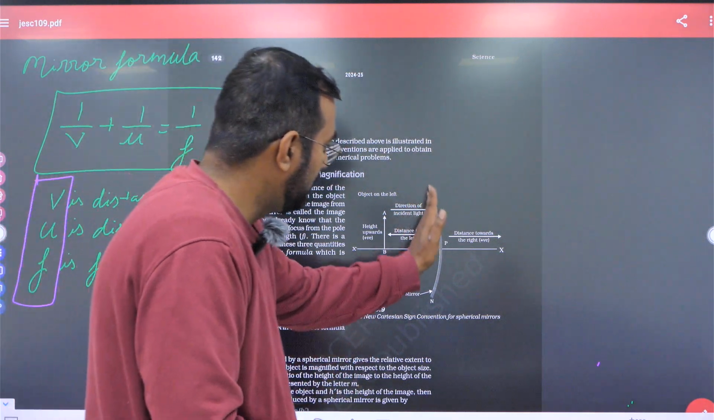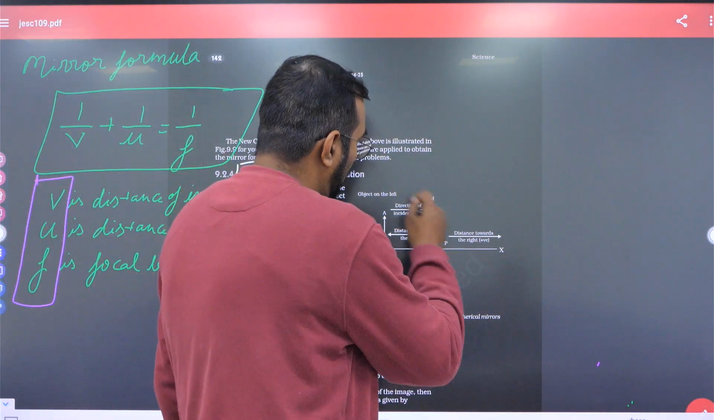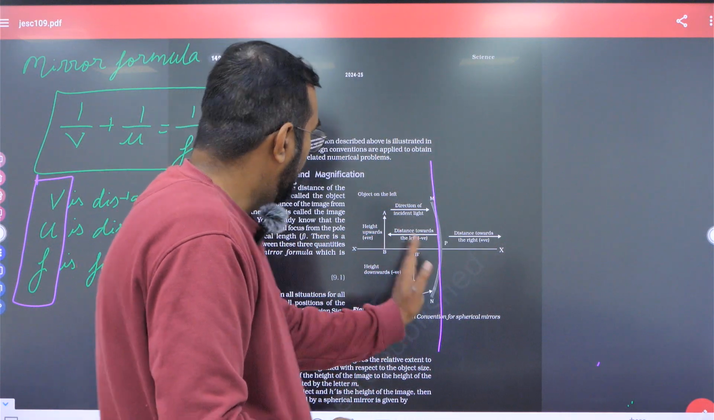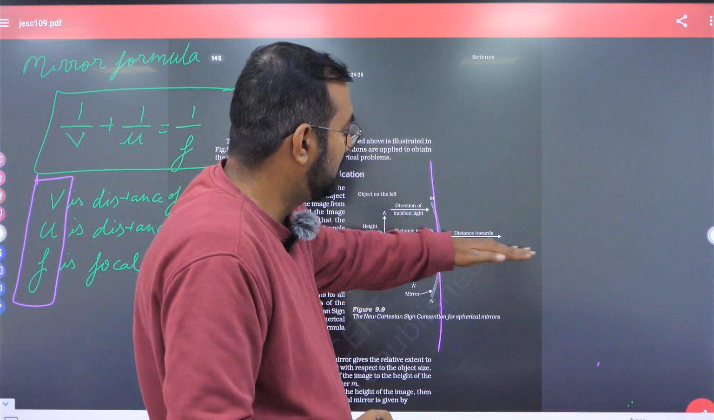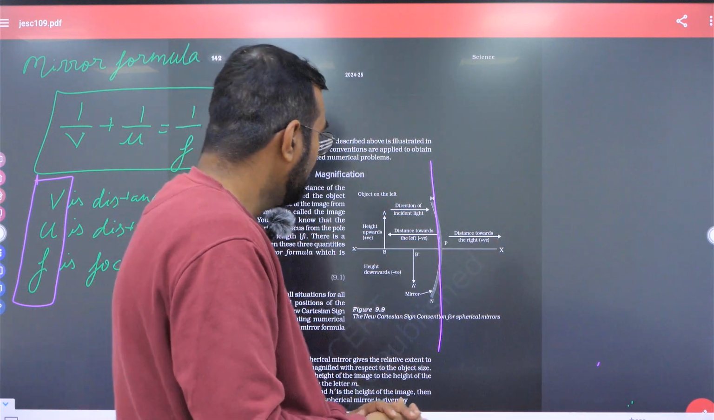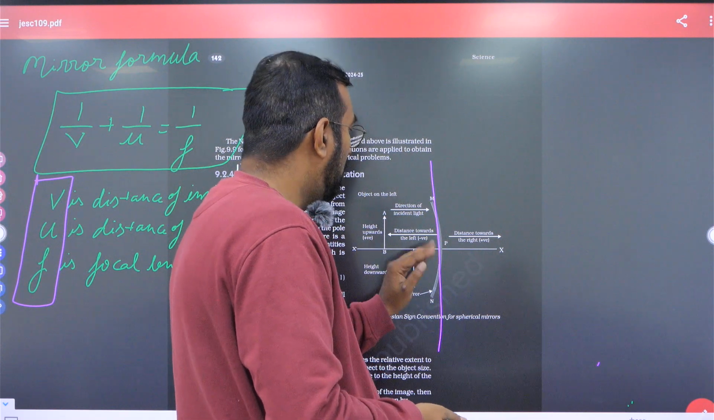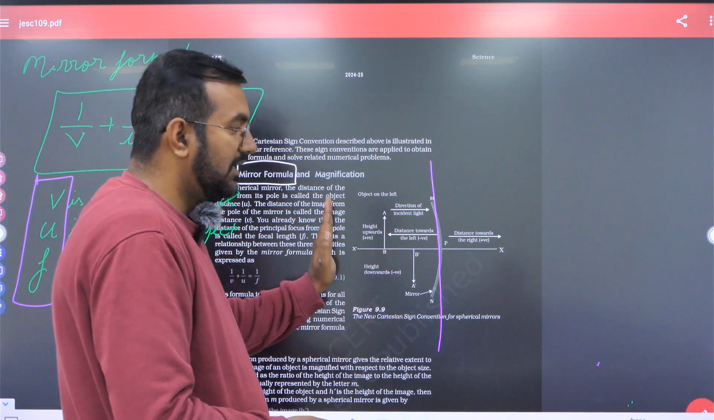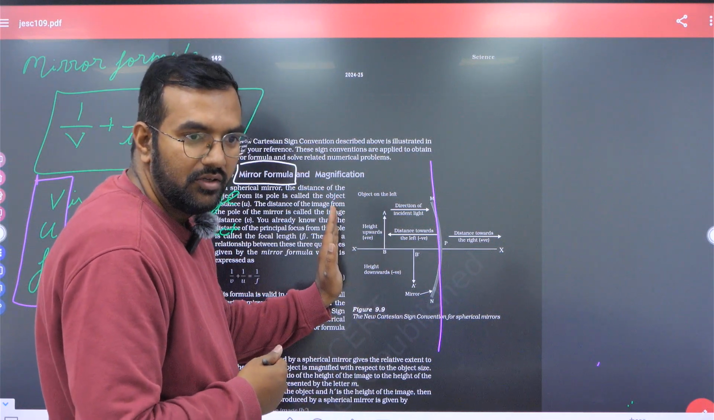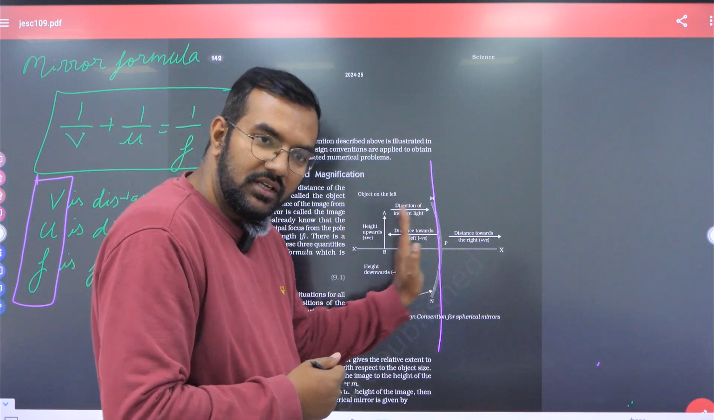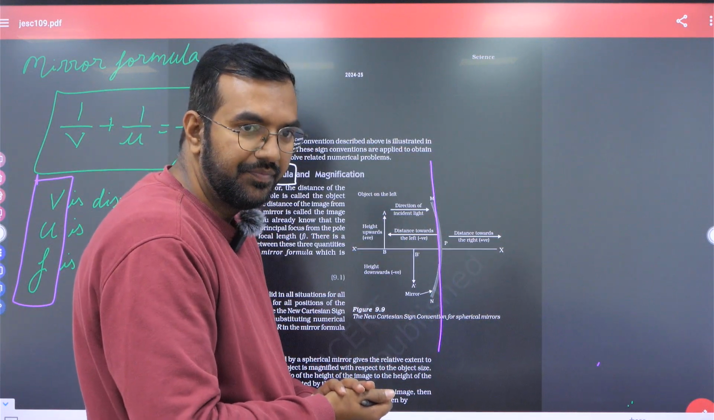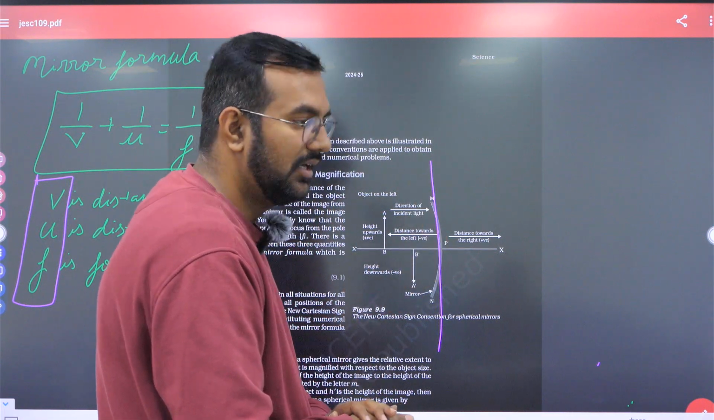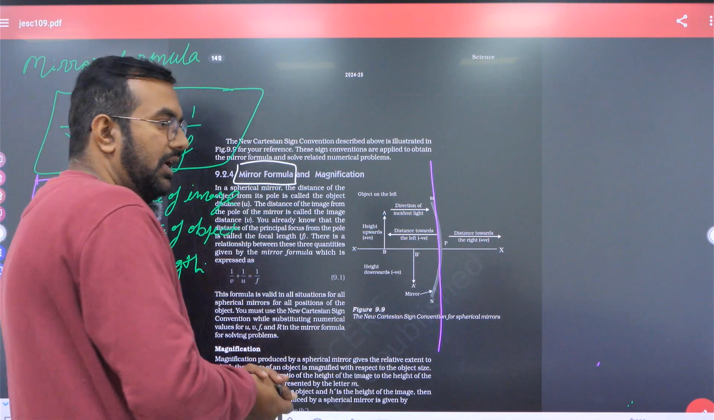Look at this, beta. This is the mirror. You can take this mirror as a y-axis, and this one, the principal axis, as an x-axis. Okay. First of all, you have to know the object is always left of the mirror. You will always suppose that the object is on the left of the mirror.